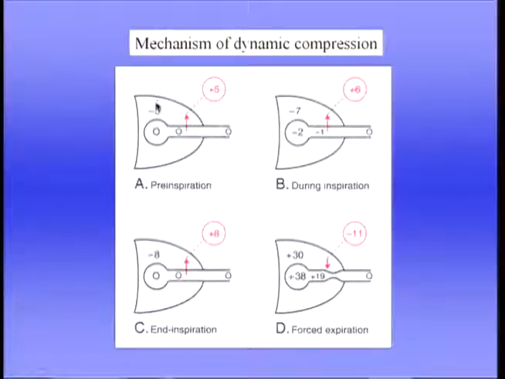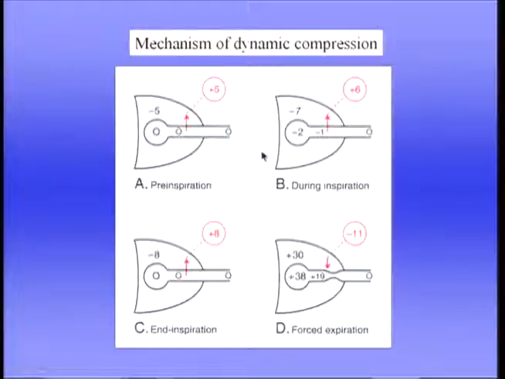That's a reasonable value. Pre-inspiration, no airflow, and therefore the pressure throughout the airways is going to be atmospheric pressure, shown here as 0. So the mouth pressure here, alveolar pressure here, and pressure somewhere in the airways also shown as atmospheric. Very important point, when there's no flow, there's no pressure difference, okay?